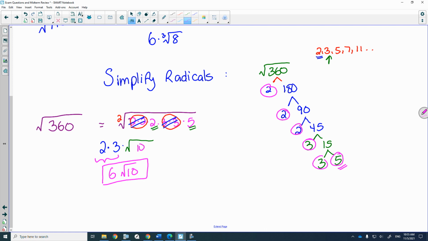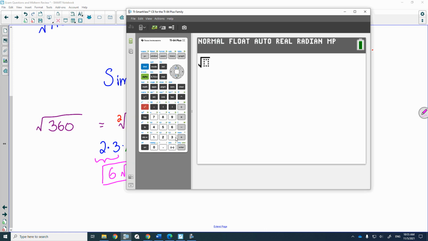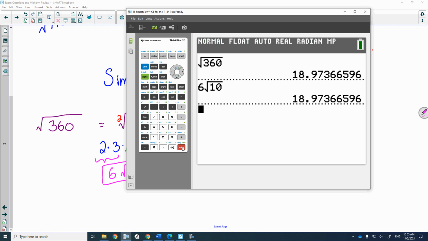You are able to check your answer for a question like this. If you wanted to know if you were right before you submit your test, or when you finish this question, you type in the square root of 360 on your calculator. Then you type in your answer, which was 6 root 10. And you get that. If it's identical, you've simplified.